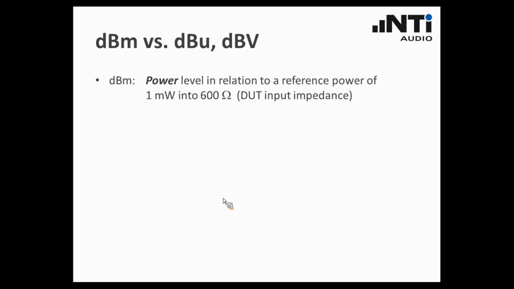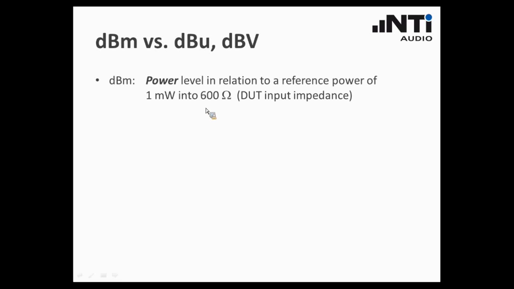Because dBm is defined as the power level in relation to a reference power of 1 milliwatt into 600 ohm. These 600 ohm are a typical value from analog telephones. So if you have a device under test with a different input impedance, if these 600 ohm change, the whole situation changes, and then you would have to adapt the dBm in the instrument accordingly. This is pretty complex and not really satisfactory.